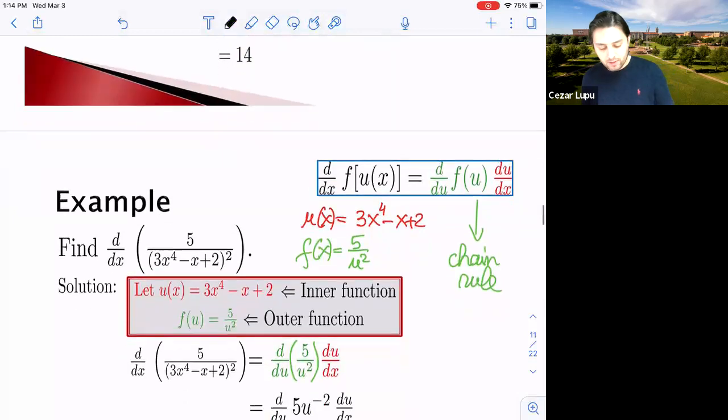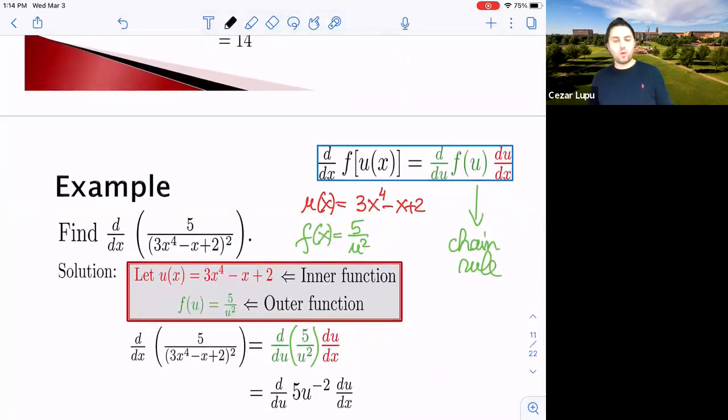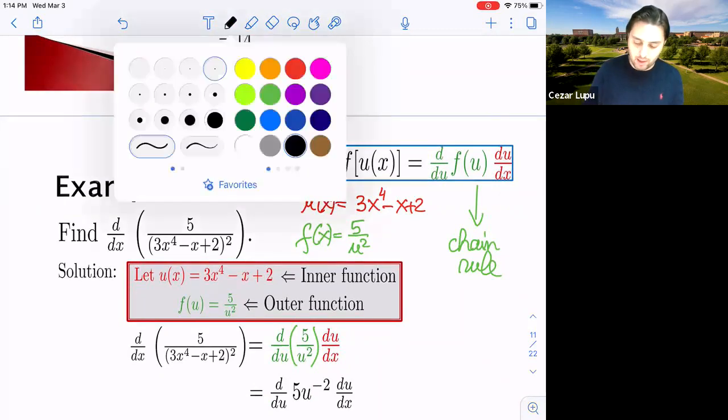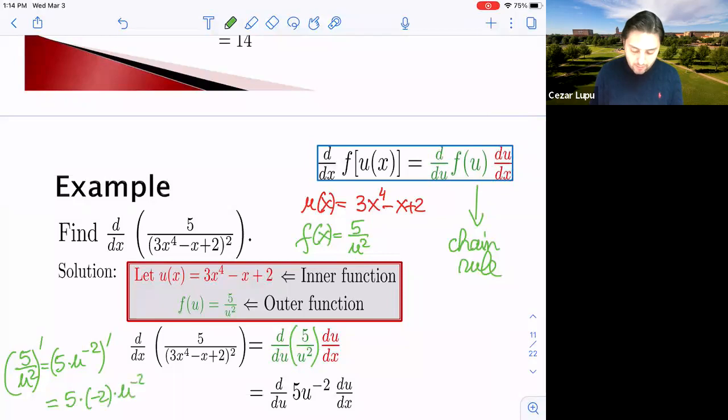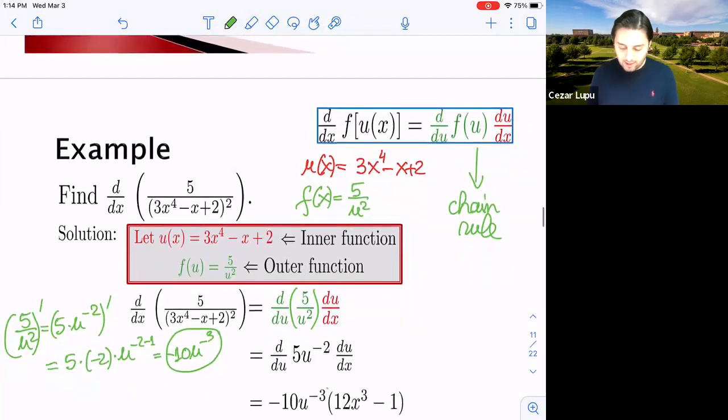All right, beautiful. So let's do this. First, what is the derivative? Well, 5 over u squared is nothing else than just 5 times u to the negative 2. And the derivative of this guy will be 5 times negative 2 times u to the negative 2 minus 1, which is negative 10 u to the negative 3. That's the guy here. And look at it. You see it here. Boom. That's great.